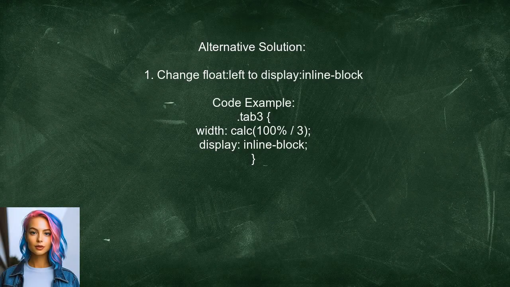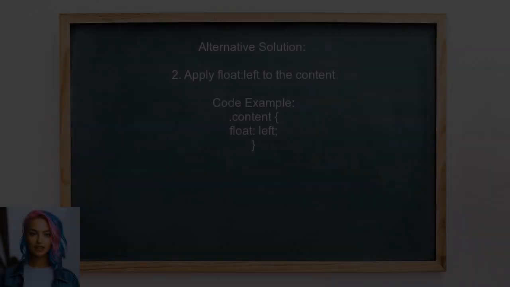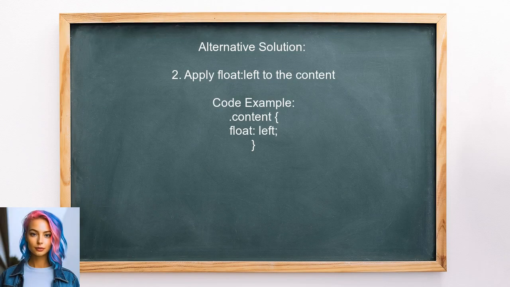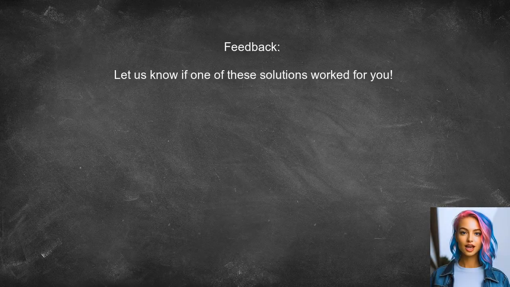One alternative solution suggests that the issue arises from using float: left on the tab elements. Instead, you can use display: inline-block for the tabs, which will keep them within the content borders. Another option is to apply float: left to the content itself. This adjustment can help align the tabs correctly within the content area. Let us know if either of these solutions works for you.